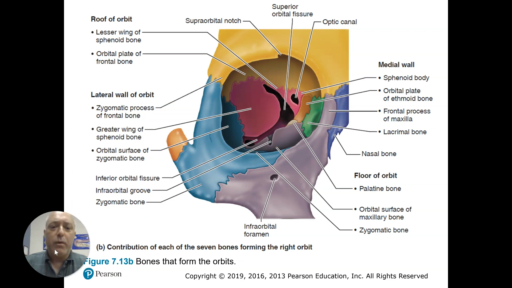So let's take a look at the orbits. So this is the lateral wall of the orbit. We've got the sphenoid bone in the middle here, the lacrimal bone right next to the nasal bone, the palatine bone makes the floor of the orbit as part of your hard palate.